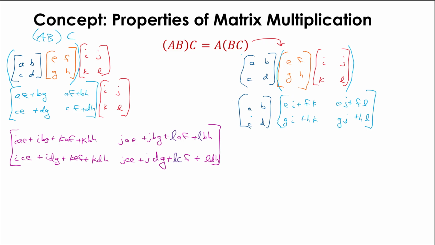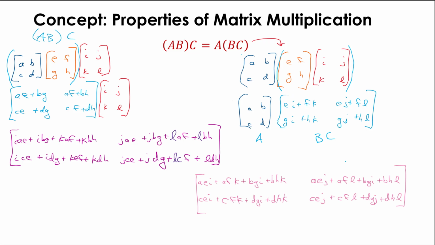Then I can go ahead and multiply A and BC. So again, this is BC and this is A. When I multiply those together, this is what I get. Okay, so all I need to do now is go through and check, are these the same?